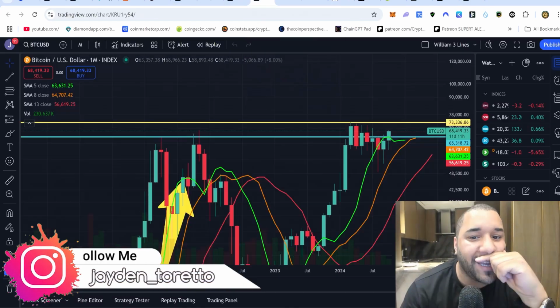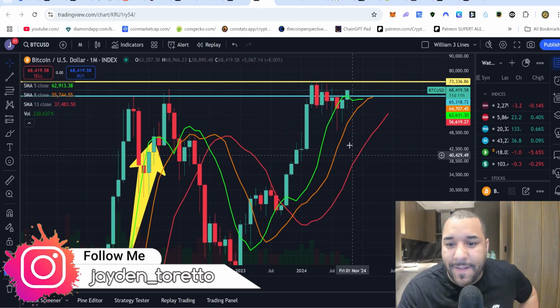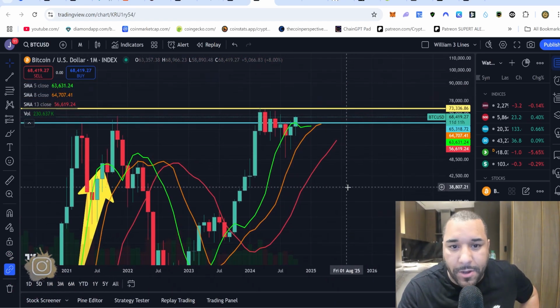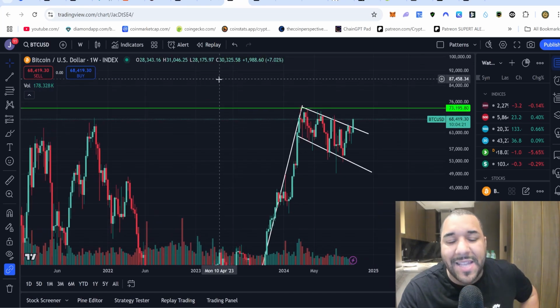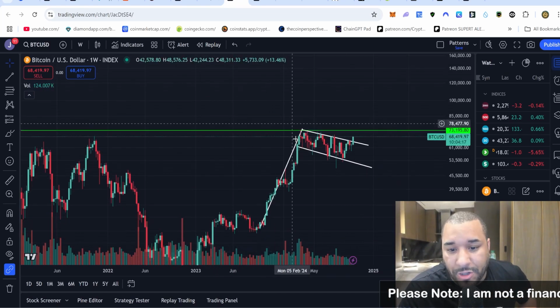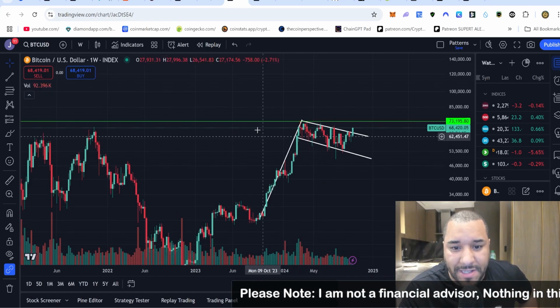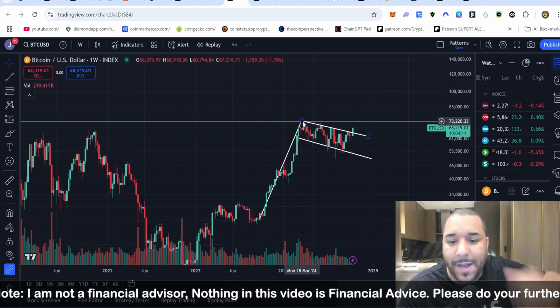Let's take a look at this. I want to show you this chart here, which is the Williams 3 lines. We're going to take a look at what's going on over here. Bitcoin's looking really good right now. And I'm going to take a look at this, which is the weekly time frame for Bitcoin. And I basically got a bull flag drawn out on here. Nothing really else. I have this line here, but that's just kind of marking the top of where the last all-time high was for Bitcoin.